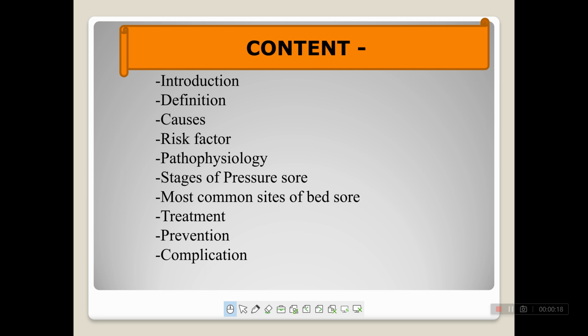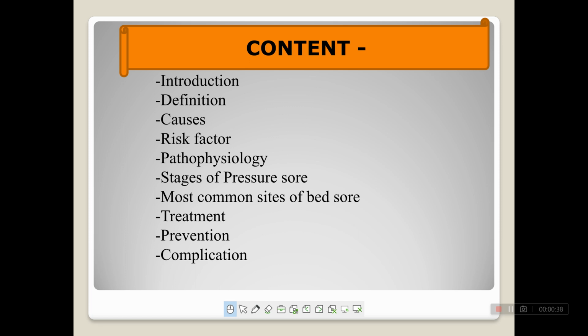After that we see what are the causes of the bed sore, and after that what are the risk factors for a bed sore, and then we have the pathophysiology of the bed sore, and what are the different stages of a bed sore, and what are the most common sites of the bed sore.